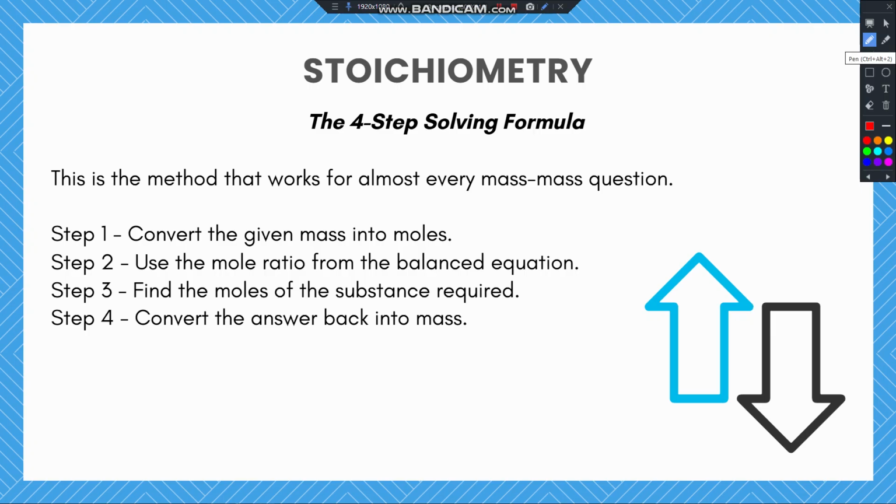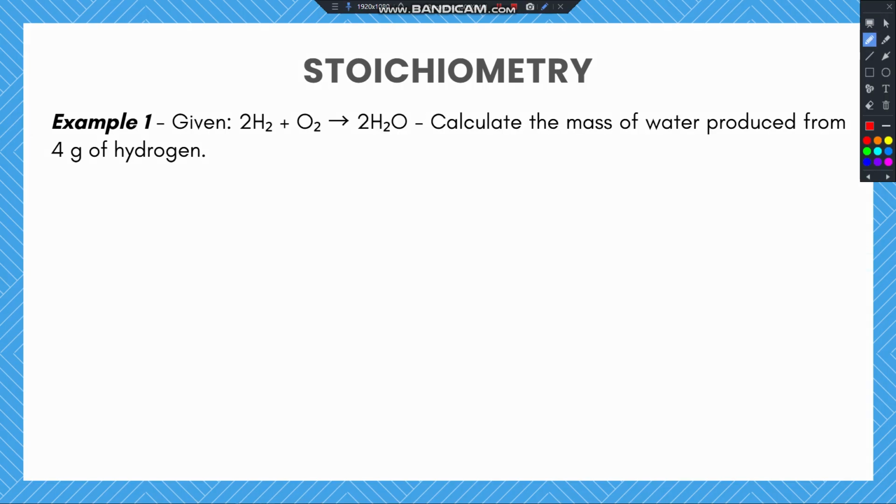So we have a number of steps that you must follow when you're dealing with mass to mass questions. Step number one would be to convert the given mass into moles. Step number two would be to use the mole ratio from the balanced equation. Step number three would be to find the moles of the substance required and then convert the answer back into mass. Don't get worried. We're going to handle some questions so you can see how that can be done. So let's get into the questions and see what we can do.